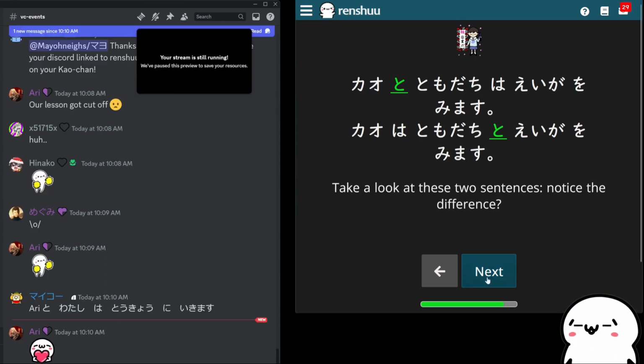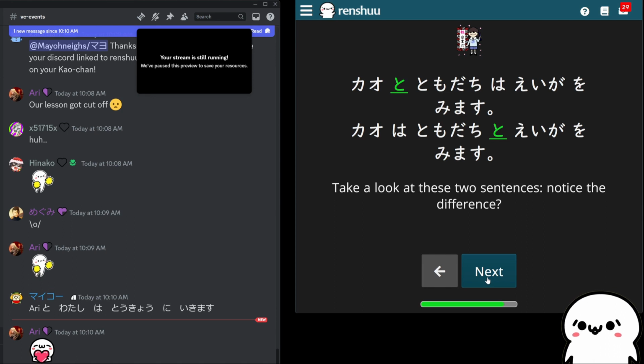So look at what's going on here. The first sentence is what I wrote, but a different topic. So let's jump over what's on the screen first. "Kao to tomodachi wa eiga o mimasu." So Kao and Kao's friends watch a movie. Now look at the second sentence. We talked about "to" linking two things together, but it actually can stand on its own. "Kao wa tomodachi to eiga o mimasu."